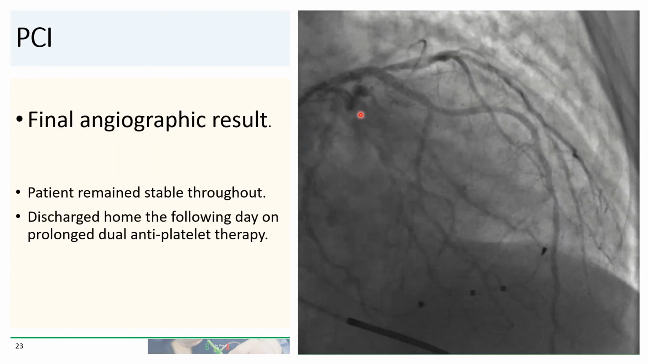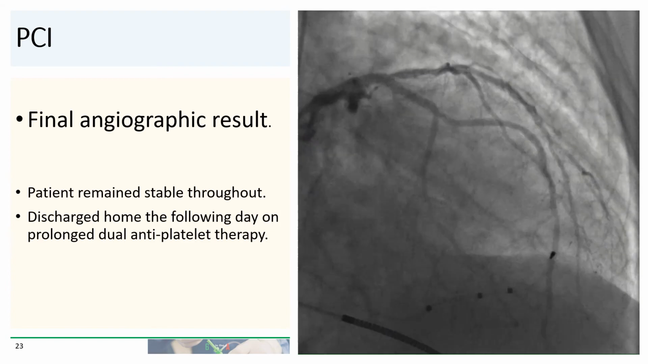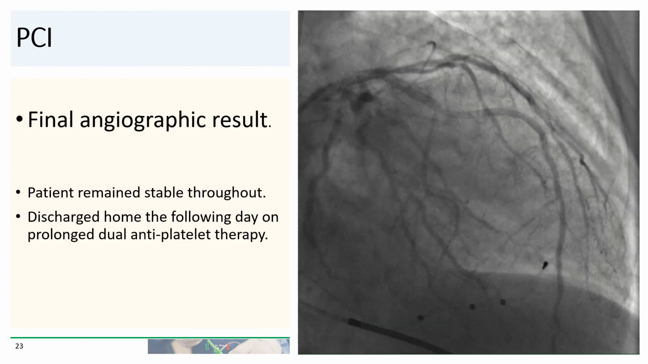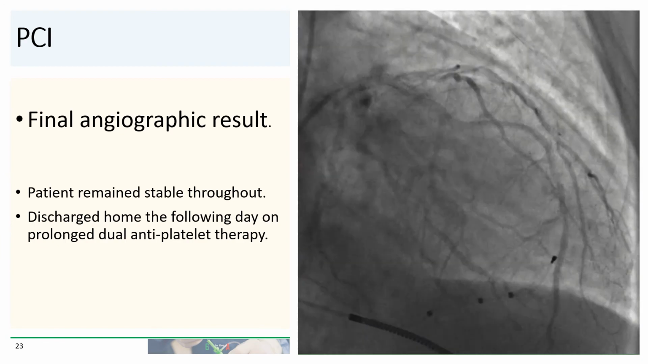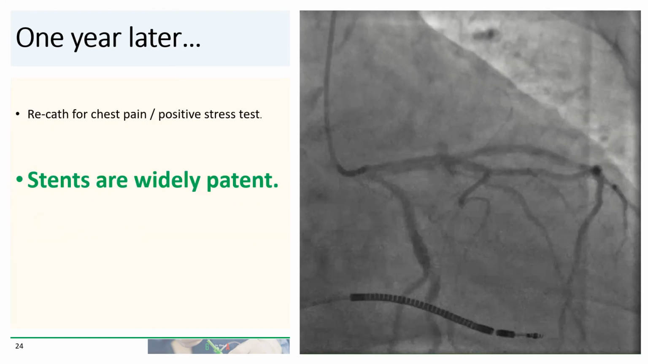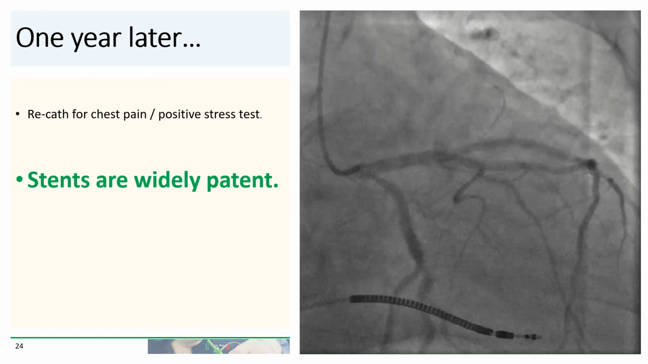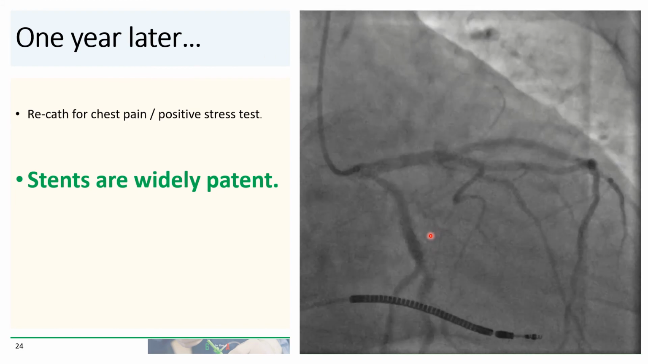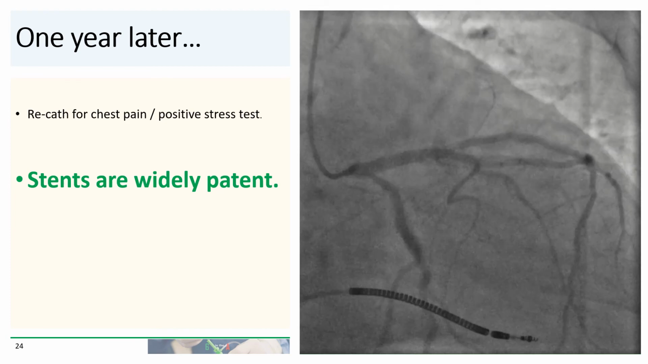And so here's the final angiographic result. IVUS confirmed that the stents were well deployed and well opposed. The patient actually remained stable throughout and did well overnight and was discharged home the next day on prolonged dual antiplatelet therapy. The patient actually had another cath 1 year later because of chest pain and a positive stress test. And reassuringly, it looks like the stents are still widely patent. The circumflex is patent, although the ostium might be slightly pinched, but overall the result still looks fairly good.